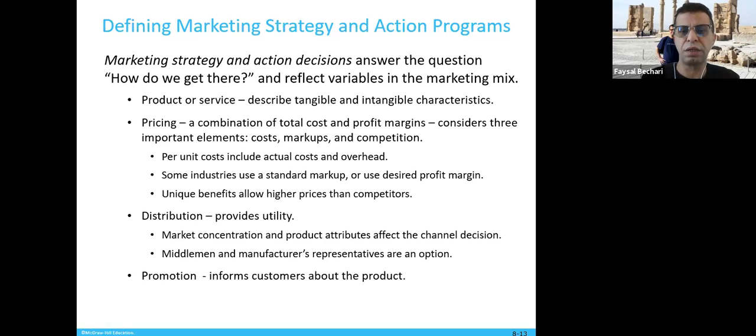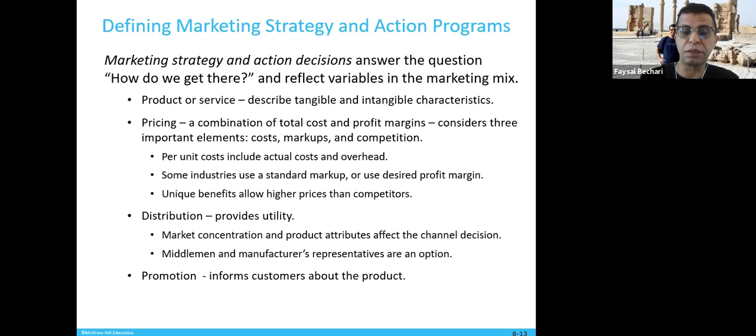Now, defining the marketing strategy and action program. Marketing strategy and action decisions answer the question: how do we get there? And they reflect the variables in the marketing mix. First, you need to see the product or the service. You need to describe the tangible and intangible characteristics. In services, the product is intangible, but a car is a tangible product.